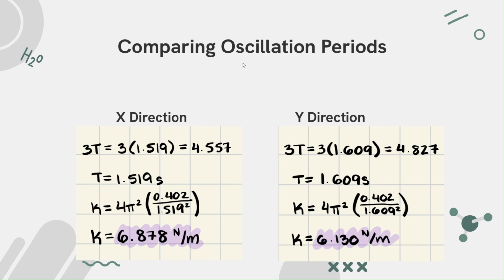So comparing the oscillation periods, in the x direction, we solved this earlier, and we just used our data from Tracker. And so in our x direction we got 6.878, and then in our y direction we got 6.130.